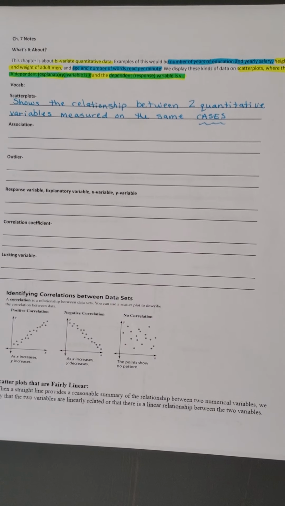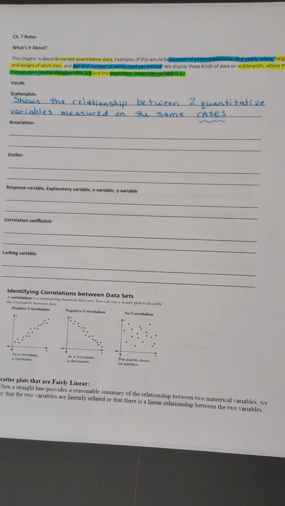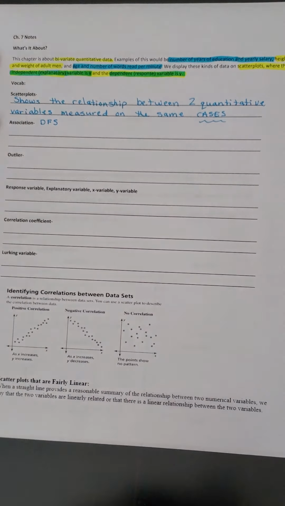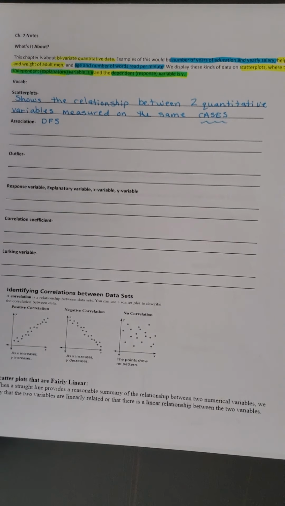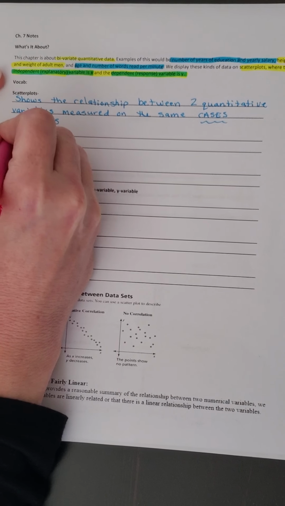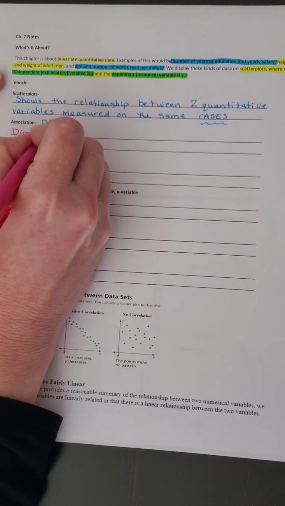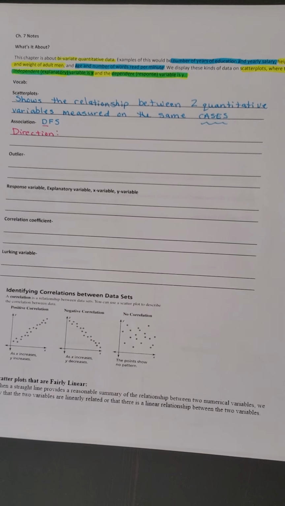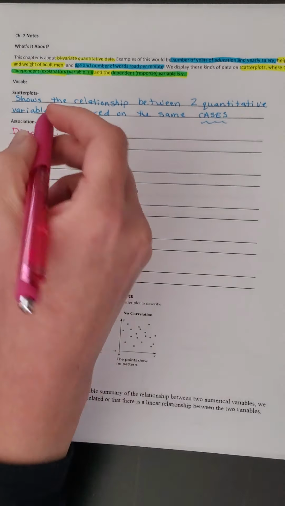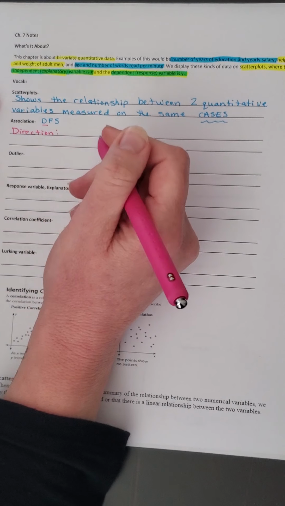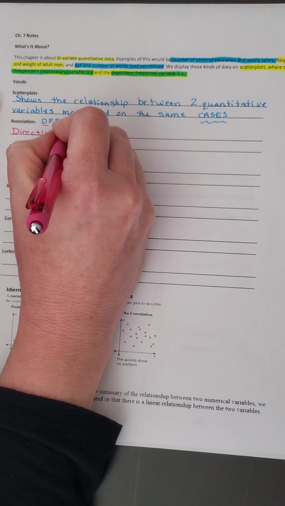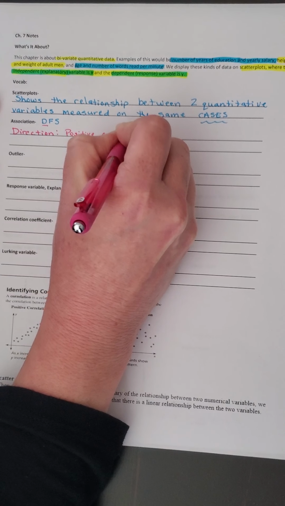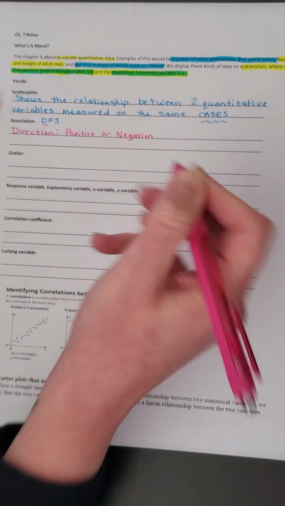All right, association. There's three things that we talk about in an association. We talk about direction, form, and strength. DFS: direction, form, and strength. Direction. The direction is positive or negative. As one variable is increasing, the other one is increasing, or as one variable is increasing, the other is decreasing. So the direction is positive or negative, or none. It could be that there's no direction.